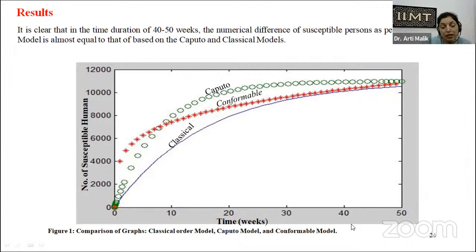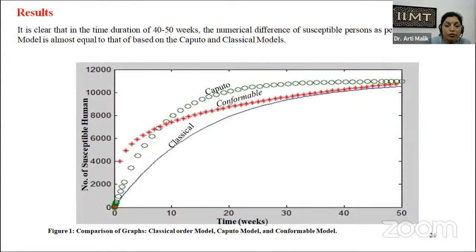But this is for almost 0 to 50 weeks. In the last 48th to 50th week, we get the same values of the model with the classical derivative, with the conformable model, and with the Caputo model.